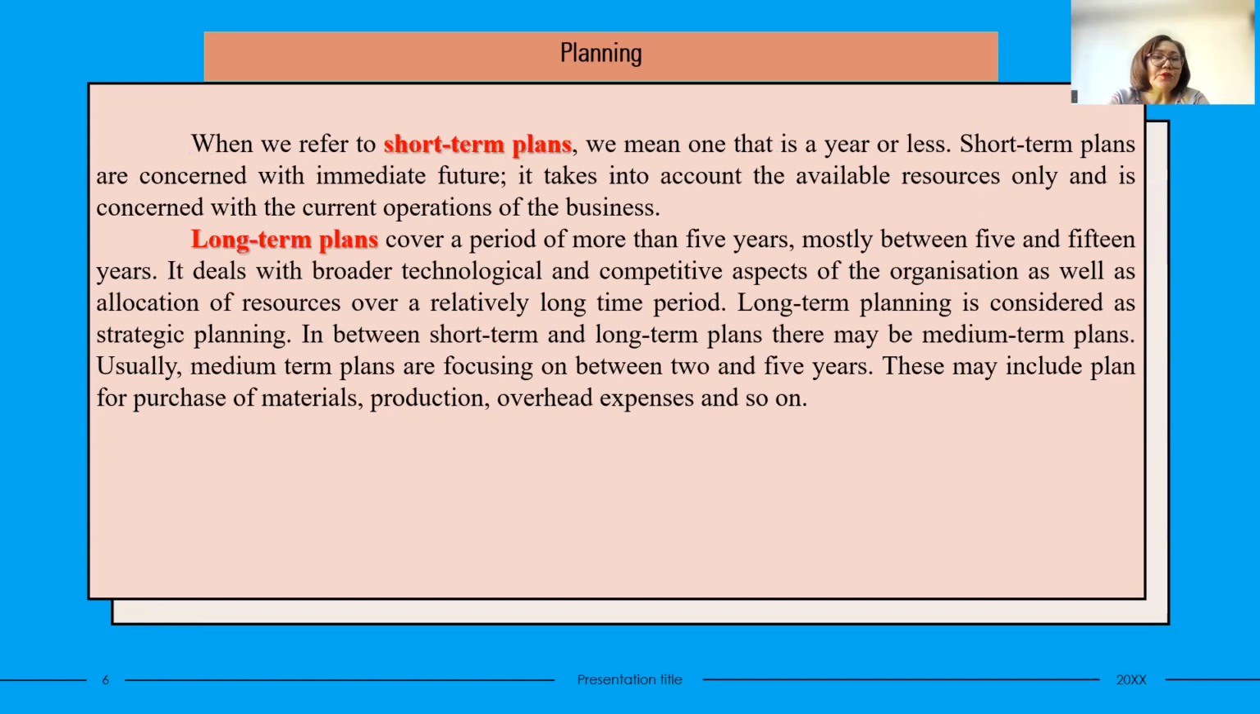When you refer to short-term plans, we mean one that is a year or less. Long-term plans cover a period of more than 5 years, mostly between 5 and 15 years. The long-term plan deals with broader technological and competitive aspects of the organization, as well as allocation of resources. Long-term planning is considered strategic planning. And in between short-term and long-term plans, there might be medium-term plans.